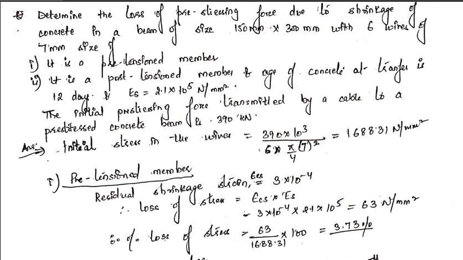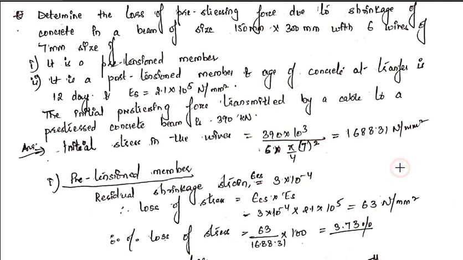It is also given that the initial pre-stressing force transmitted by a cable to a pre-stressed concrete beam is 390 kilonewton. So now we have to find out the loss of pre-stress due to shrinkage only. The size of the beam is given as 150 mm by 300 mm. It means the beam has a rectangular cross section. The wires which we are using to pre-stress the concrete are six in number, and each wire is of 7 mm size.